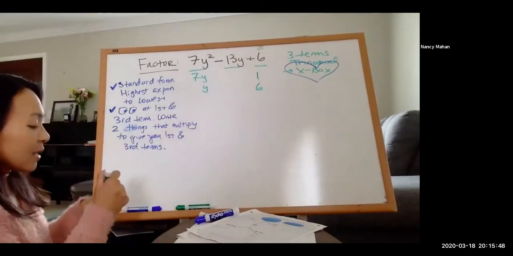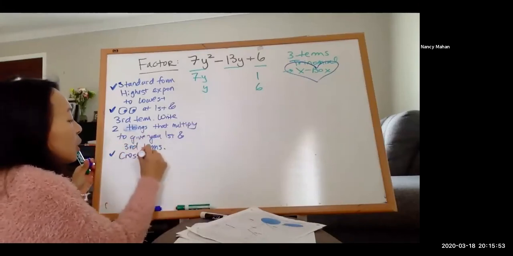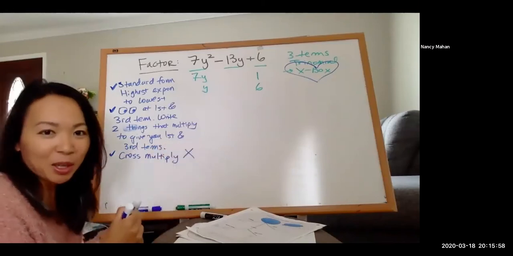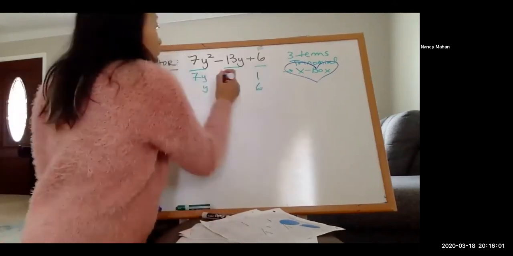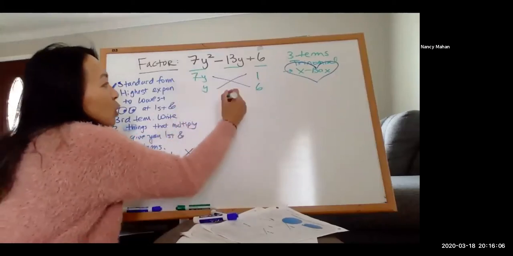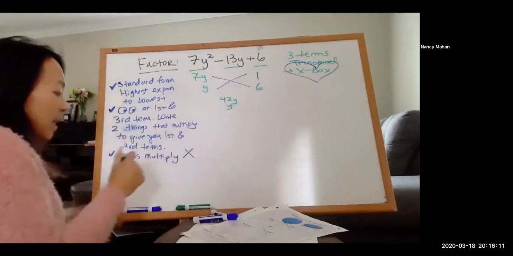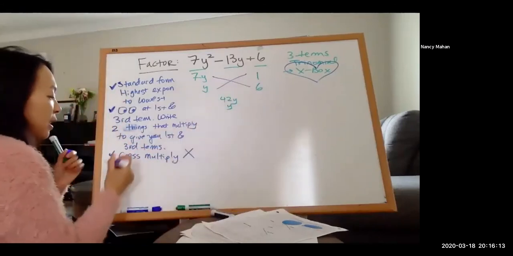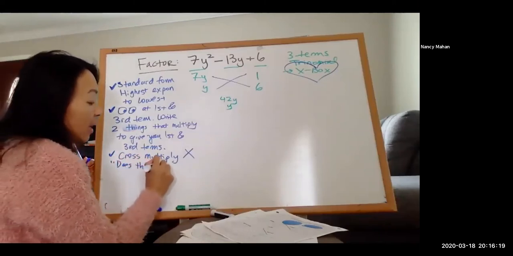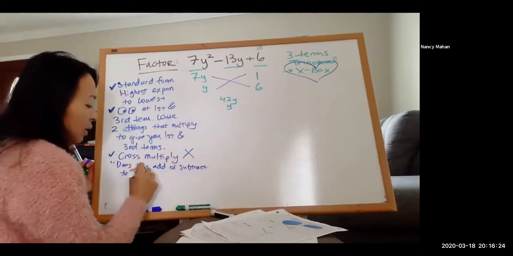Then the next step is I'm going to cross multiply. This is where the word X comes from, the word Xbox for this method. So when I cross multiply, I'm going to get 7y times 6, which will give me 42y, and then y times 1, which will give me y. And I'm going to ask myself, when I cross multiply, does this add or subtract to give me the second term?